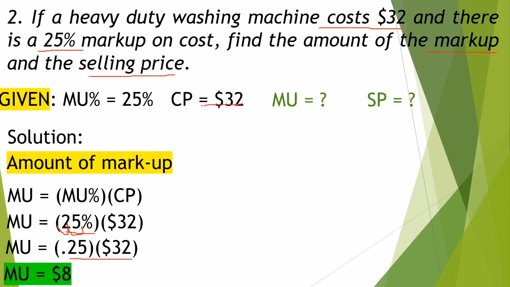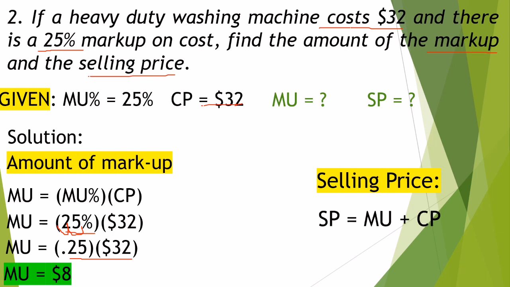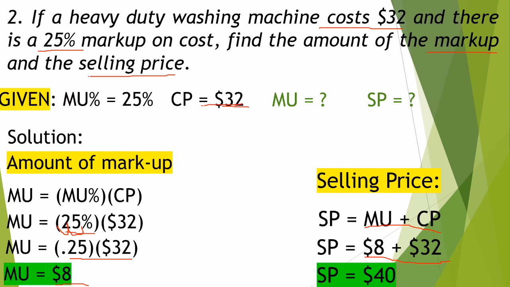Next, for our SP or selling price, we're going to use the formula SP is equal to MU plus CP, since we already have the markup here. So let's substitute now. SP is equal to our MU, which is 8, and plus CP, which is 32. So 8 plus $32, we have now SP is equal to $40, or the selling price is $40.